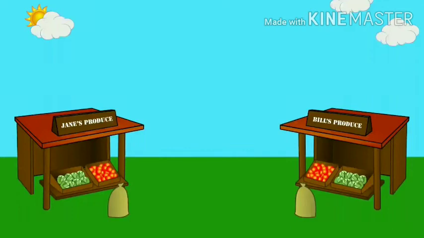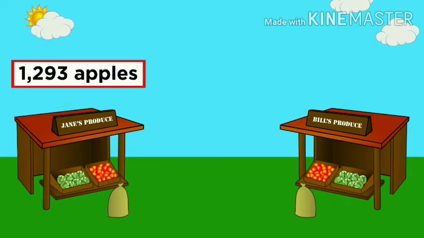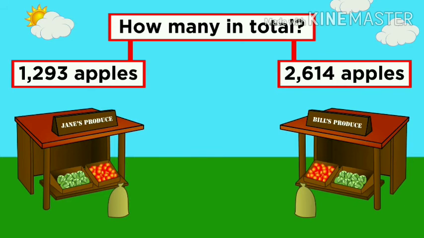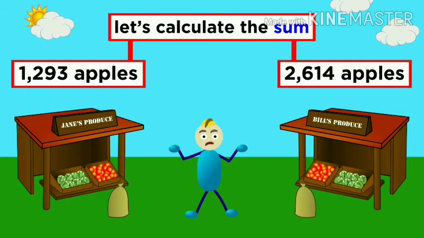Let's say one market sold 1,293 apples today, while another market sold 2,614. How many were sold in total? We definitely don't want to count all those apples, or we will be here all night. Instead, we can calculate the sum. So how can we do this exactly?